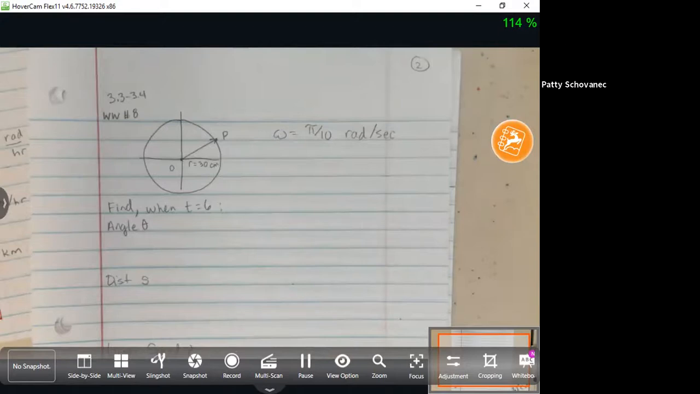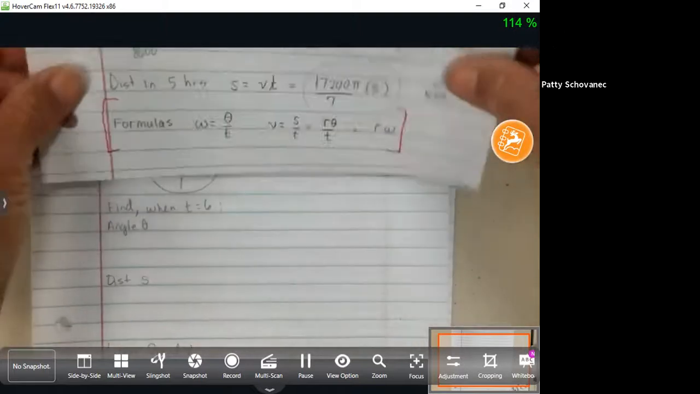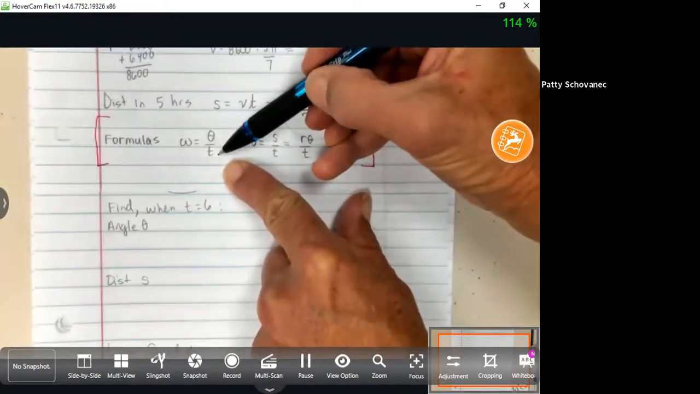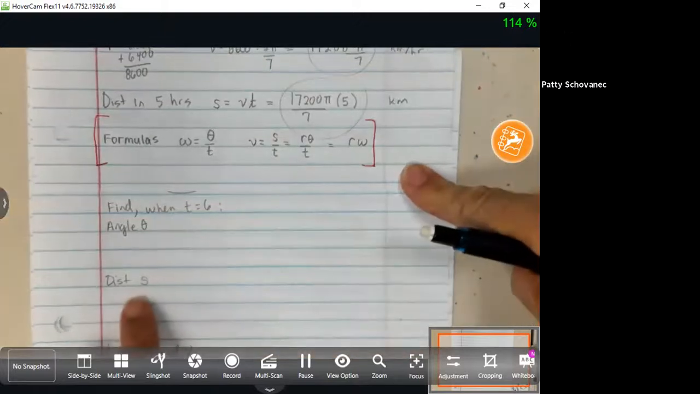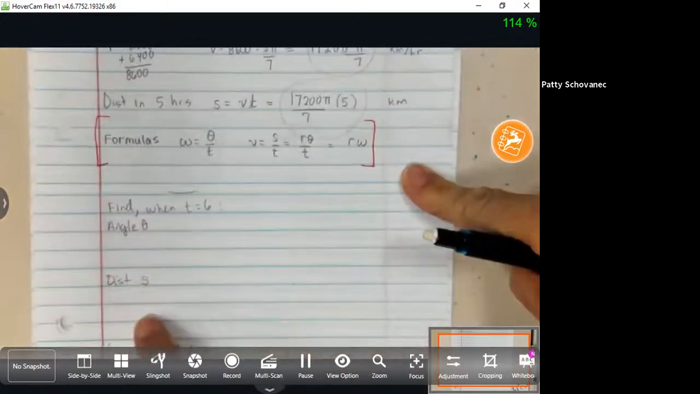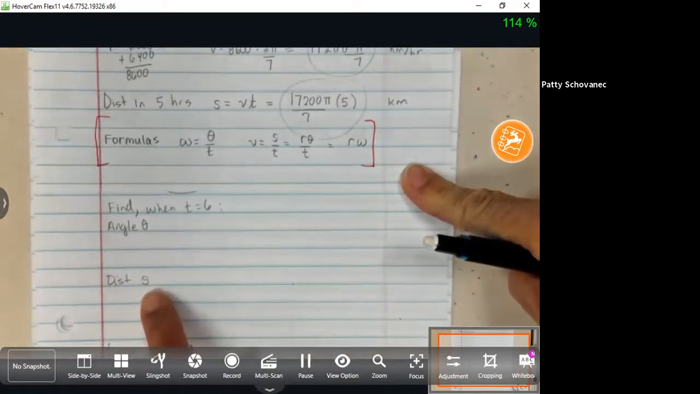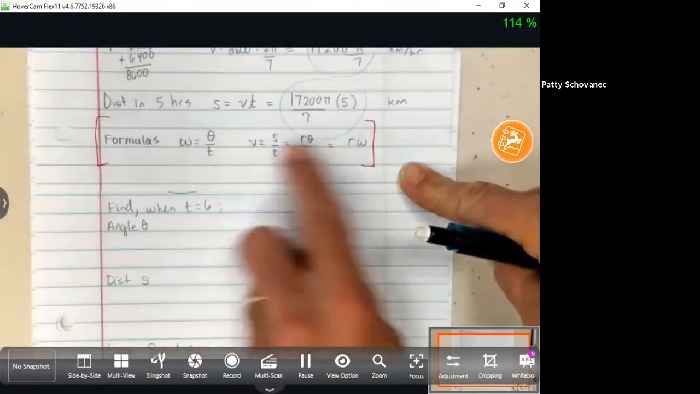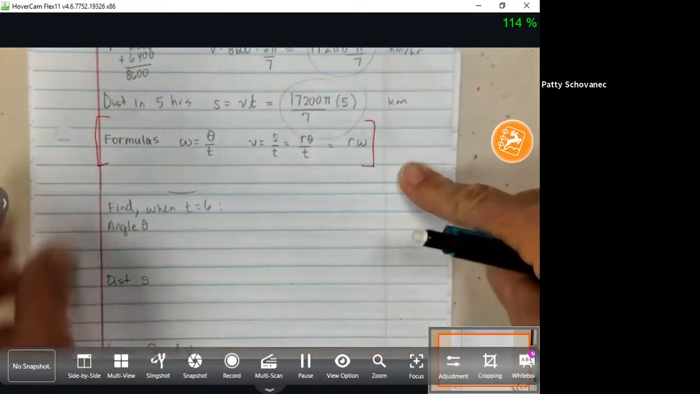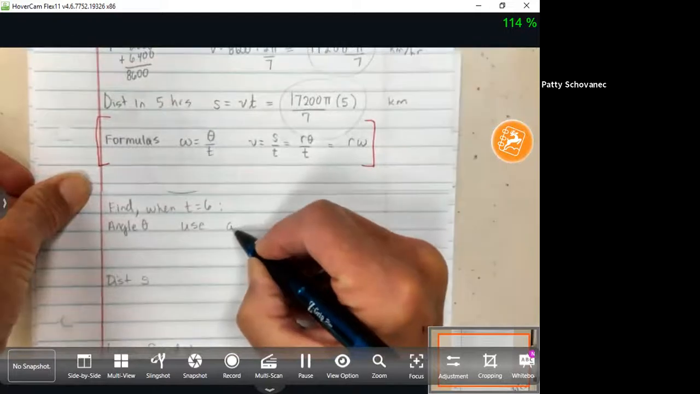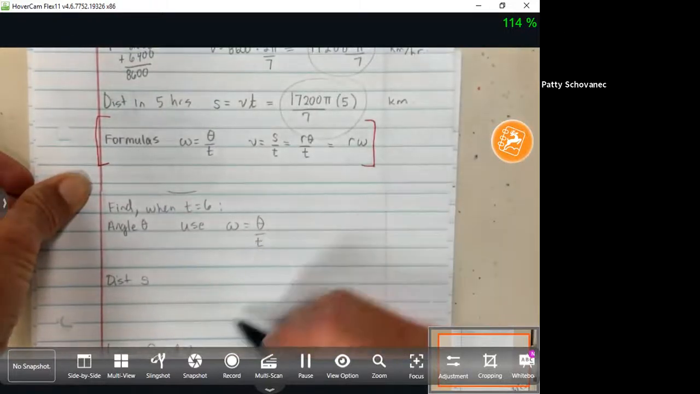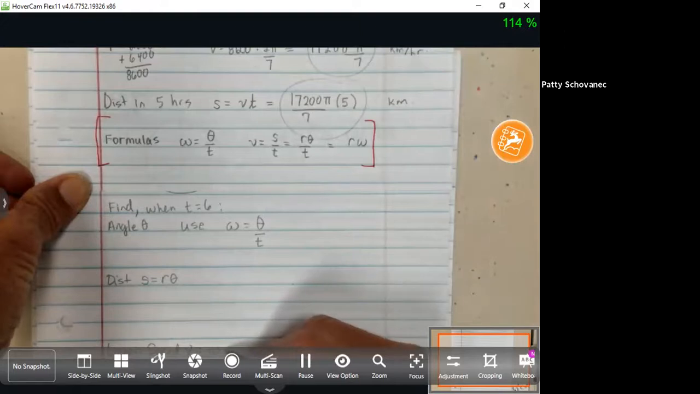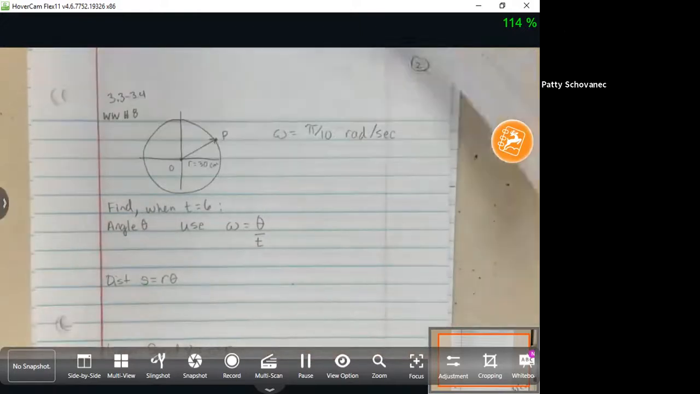Find angle theta. Okay, so let me pop this formula sheet back up here. I'm going to use this first one to find angle theta. We've got omega and we've got T. Then when we want to find the distance, I'm going to use my distance S is R times theta. And then for the linear speed, I'm going to use linear speed as R times omega. So to get angle theta, I'm going to use omega is equal to angle traversed divided by time. To get S, I'm going to use S is equal to R times theta, and linear speed V is omega times R. I just wrote it backwards, so I hope that doesn't bother you. That's my plan.